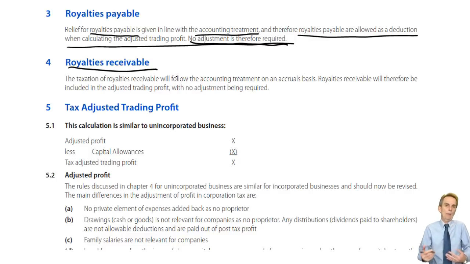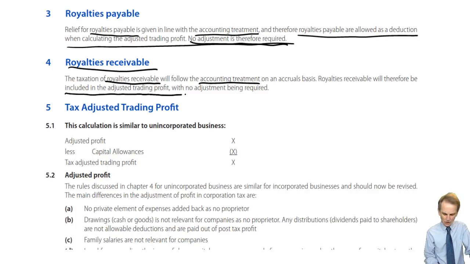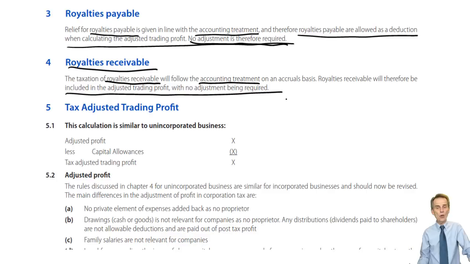We actually own a patent rather than using somebody else's and having to pay a royalty for its use. We own it. Somebody else uses it and we receive a royalty there. Well, those royalties receivable, again, should follow the accounting treatment, working again receivable, so on an accruals basis there, and will be included in the adjusted trading profit, so again, no adjustment required. So any royalties payable, royalties receivable, they're a part of the trading income assessment.